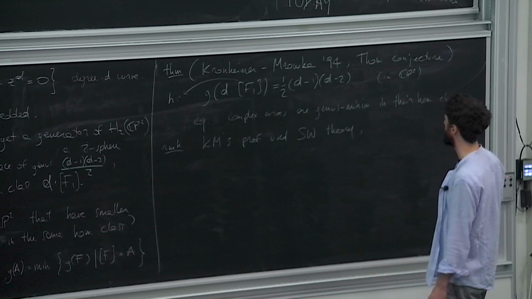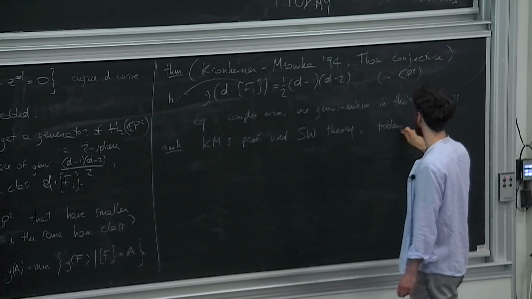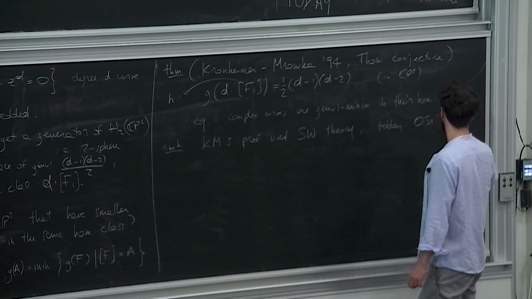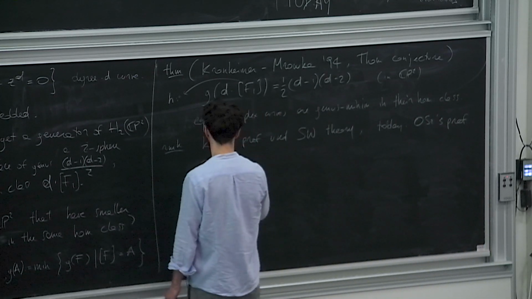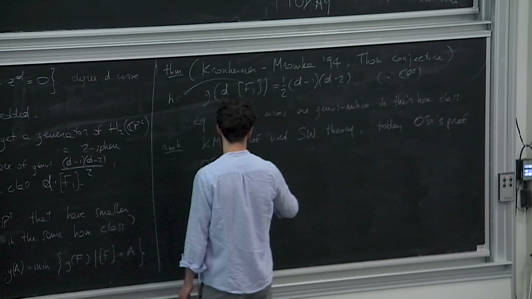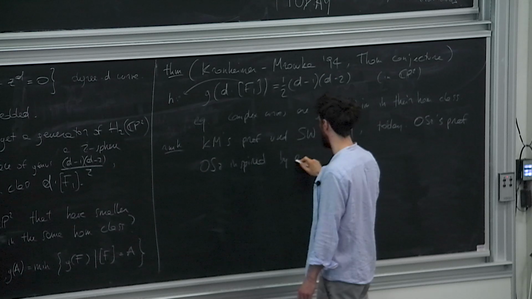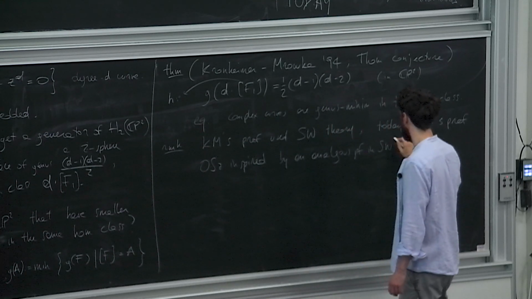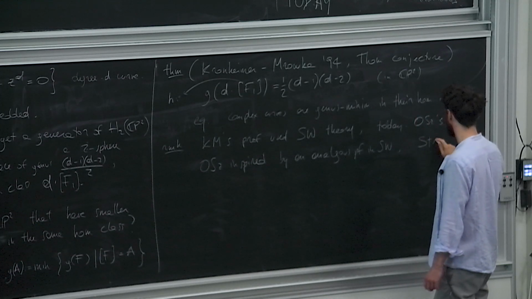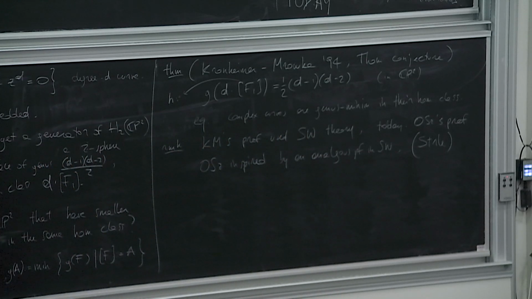And the proof that we're going to see today, hopefully, is due to, well, guess who? Ozsváth and Szabó. But their proof is inspired by what I think is more or less the same proof, by an analogous proof in Seiberg-Witten theory, which is due to Taubes, just a couple of years before they did this.